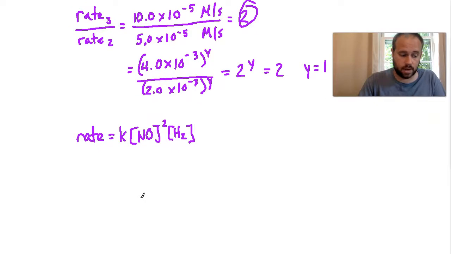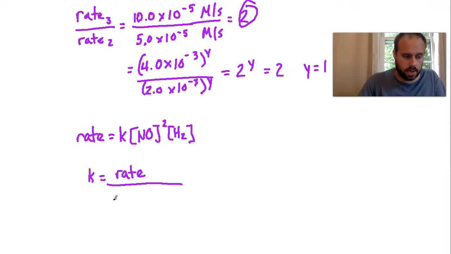Now if we have the orders set, we can very easily determine what k would be. So in order to find k, all we have to do is rearrange this and then pick out one of our experiments. To get k by itself, I have to divide through by the concentrations. So the constant is going to be equal to the rate for one of the experiments over the concentrations for that experiment, where the concentration of the nitrous oxide is squared and the concentration of the hydrogen is as it is.